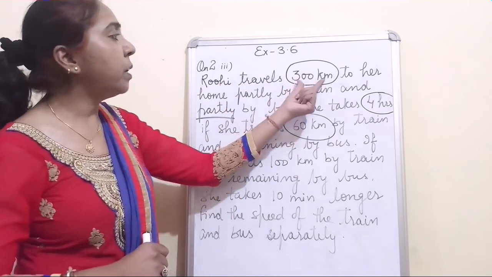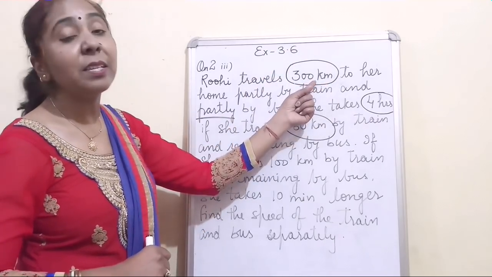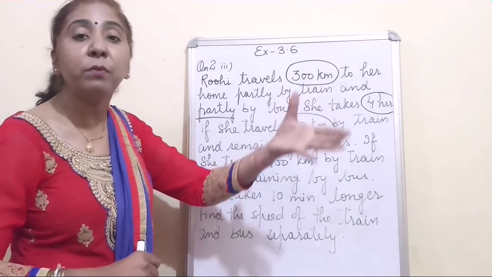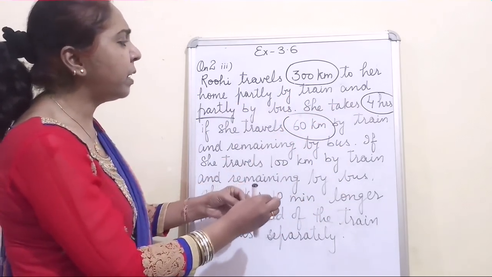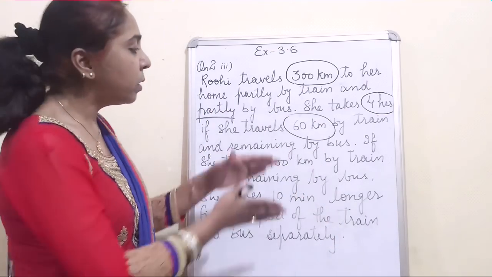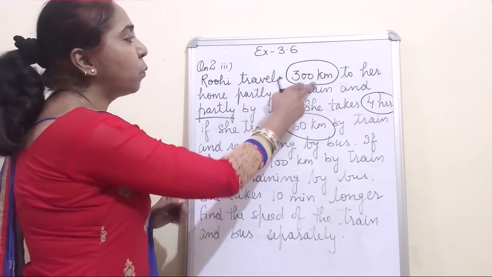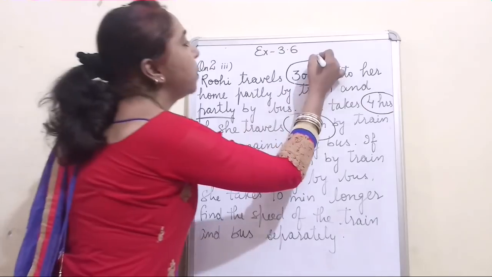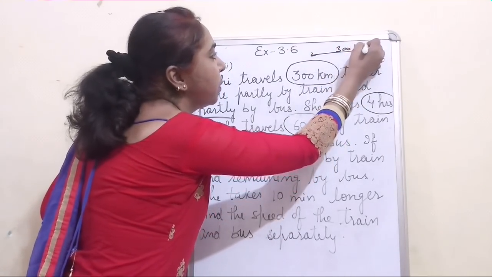Ruhi travels 300 kilometers. I just circled it because these are the few main points which you have to take care of for doing word problems. What is the distance? What is the speed? What is the time? So that the question will be easier for you, right? So the total distance is 300 kilometers.